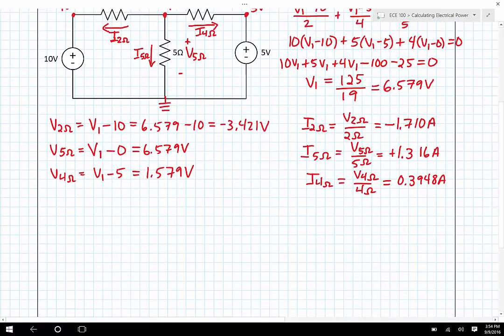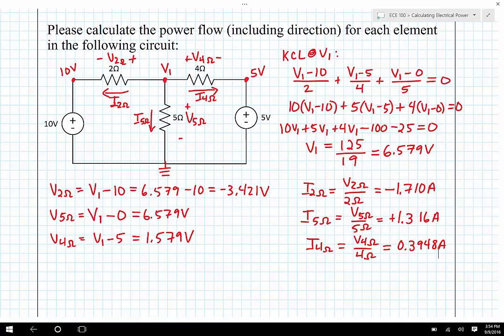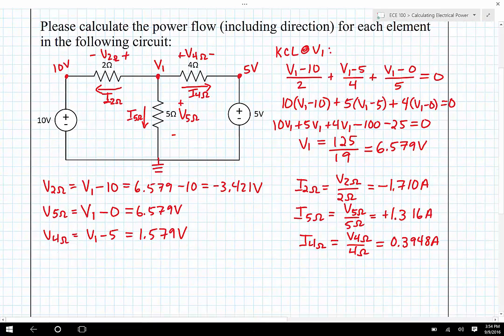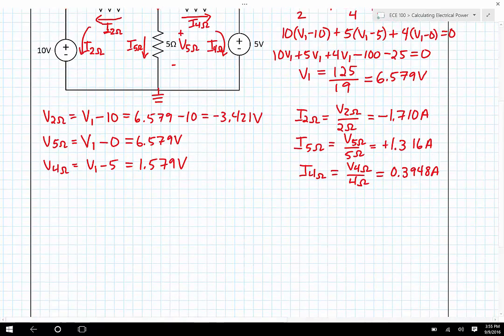So now we know the voltage and the current associated with every element. Because by the way, this I sub 2 ohms is the same I sub 2 ohms that is going to be flowing down into the positive terminal of the 10 volt source. And I sub 4 ohms is also the current associated with the 5 volt source. So we have 5 elements, we know the 5 voltages, and we know the 5 currents, so now we can just multiply them to get the 5 powers.